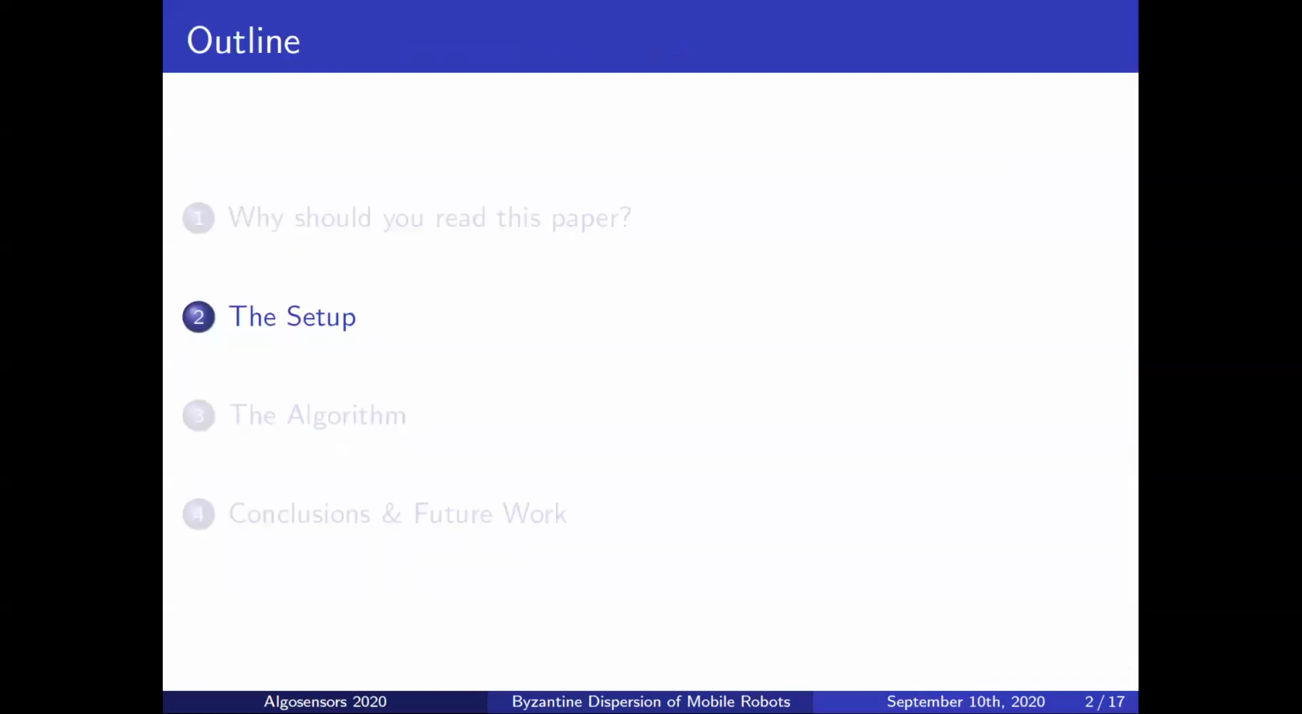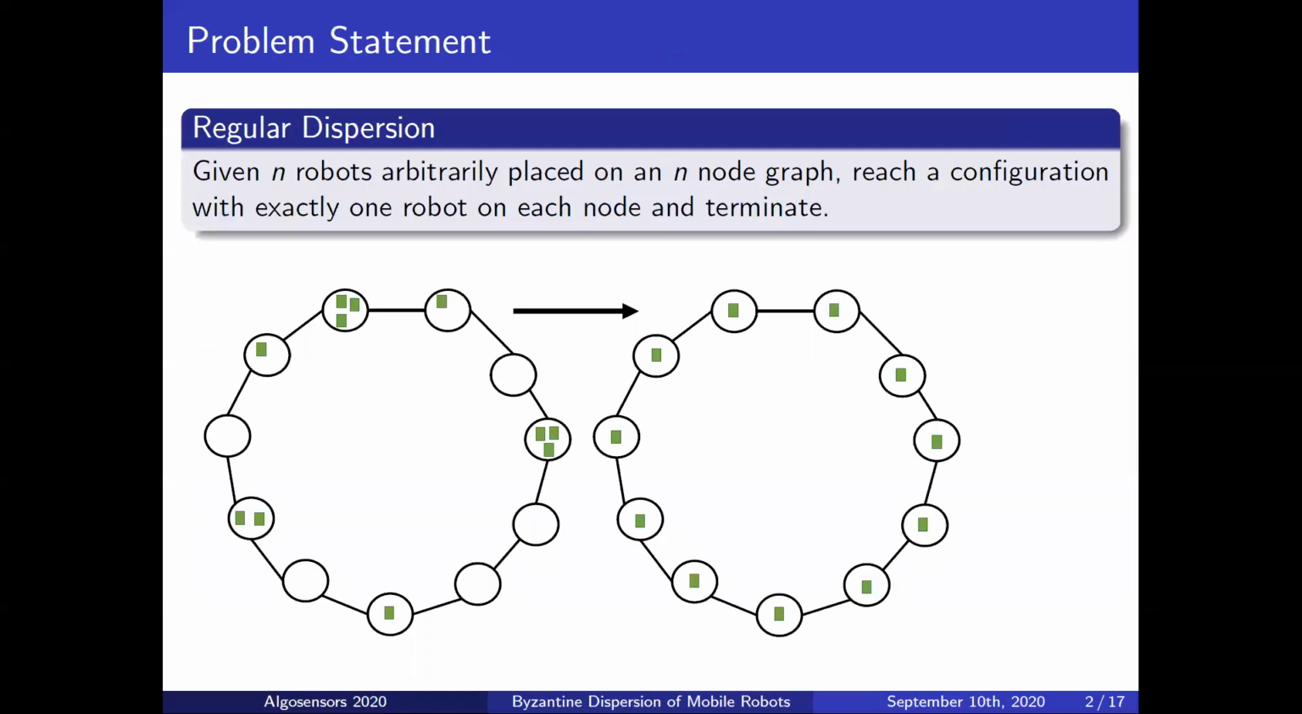Now, let me explain the problem and what's going on. First off, what's regular dispersion? Well, I have an n-node ring, and I have n robots initially arbitrarily placed on that graph. And the goal is for these robots to move around such that there is exactly one robot on each node. And after this configuration is reached, the robots terminate.